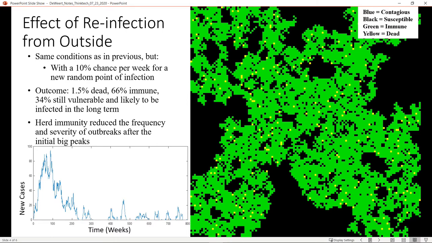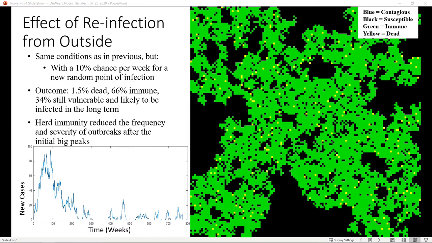And this is what they tried in Sweden. They tried isolating the old age homes and getting the infection to go around them. But then they had these random incidents where somebody would get in every once in a while and a lot of old people died in the nursing homes. So it's a really hard game to play.